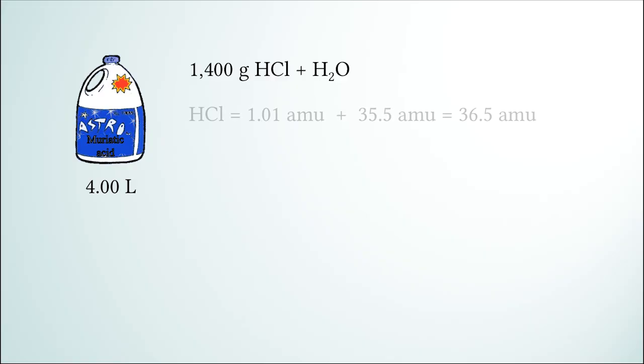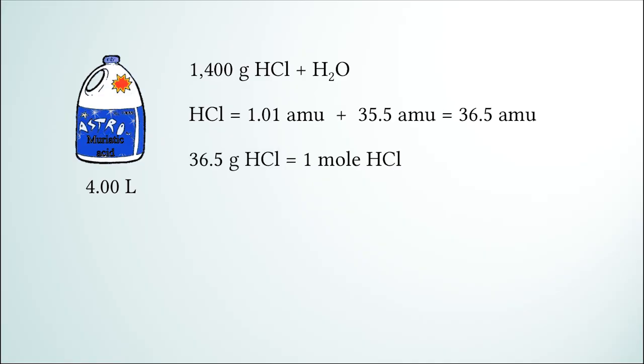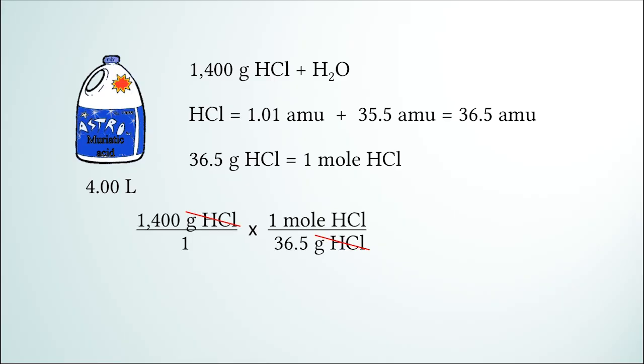Muriatic acid is most often sold in a 4-liter bottle. In that 4-liter bottle, there will be 1,400 grams of hydrochloric acid, and the rest of the container is filled with water. If we look up the molecular mass of hydrochloric acid, we can calculate it to be 36.5 atomic mass units. That means that it takes 36.5 grams of hydrochloric acid to make 1 mole of hydrochloric acid. Well, we can now set up a conversion problem using our conversion relationship. We have 1,400 grams of hydrochloric acid and can multiply it by the relationship so that grams of hydrochloric acid cancel. Thus, there are 38 moles of hydrochloric acid in that 4-liter container.